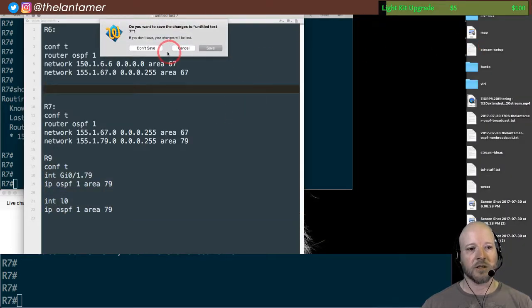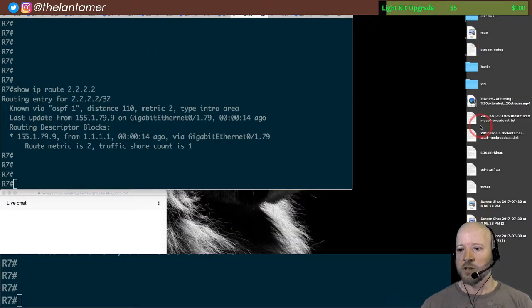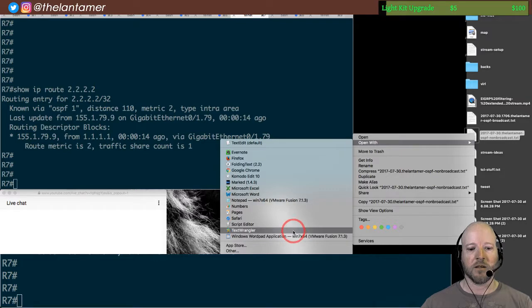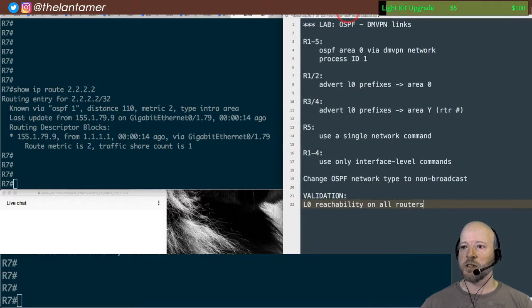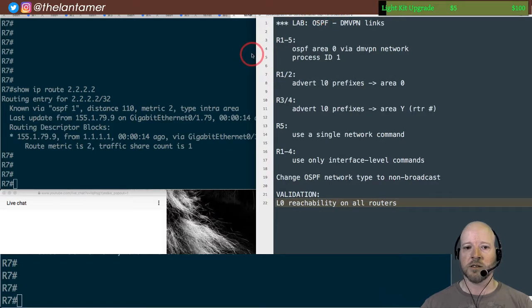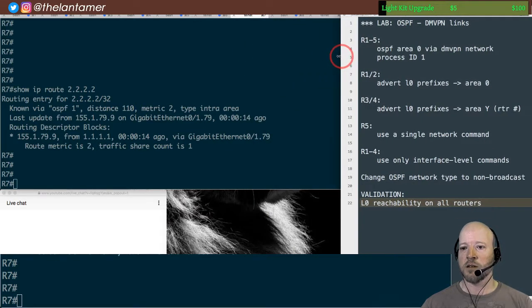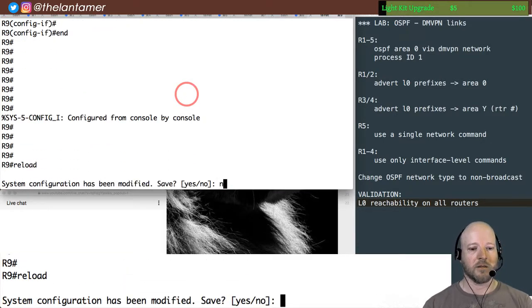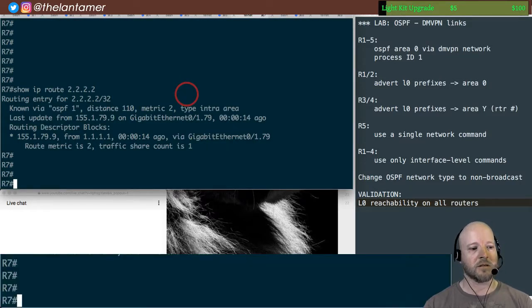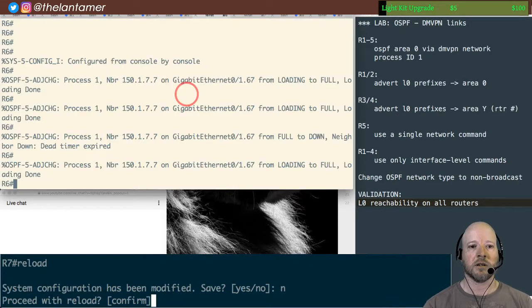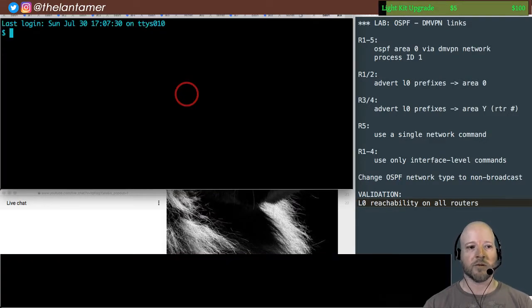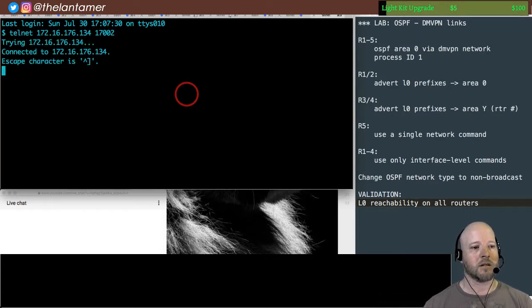Now we're going to do the next lab, which is non-broadcast network. So let's reload router 9, because we've already done all kind of stuff to this guy. Same with 7, 6, and reopen a window for router 10. Okay.